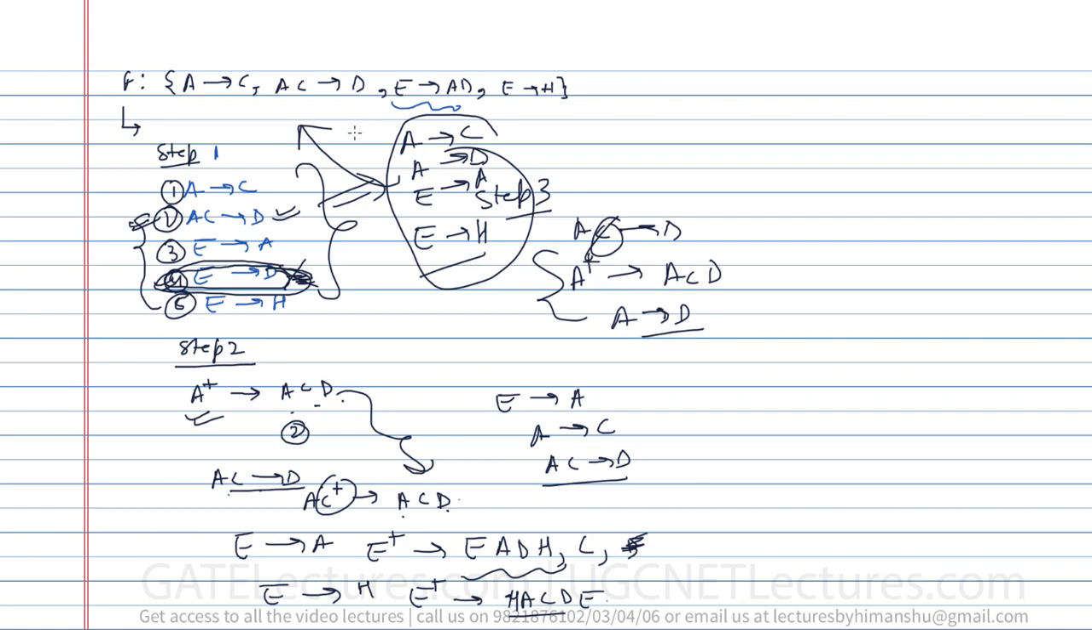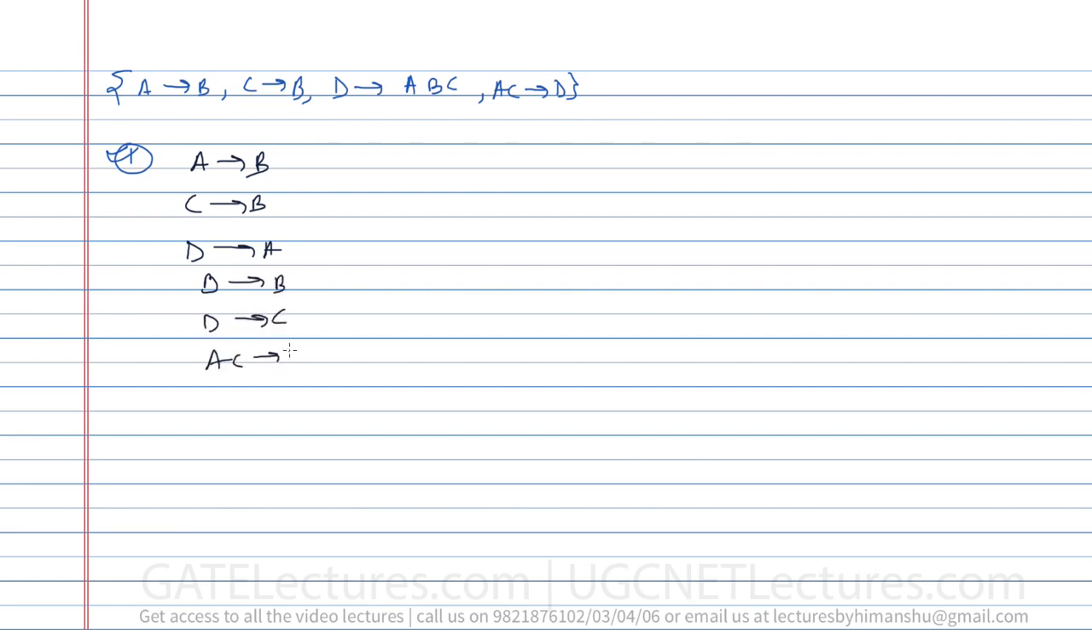Let me take one more example, and that will be the last example here. Assuming that the functional dependencies given are A determines B, C determines B, D determines A, B, C, and AC determines D. So check step 1. Step 1 is that if there is a functional dependency, break all of them. So after step 1 it will be A determines B, C determines B, D determines A, D determines B, and D determines C, and AC determines D.